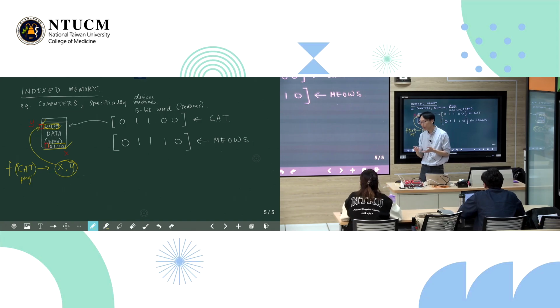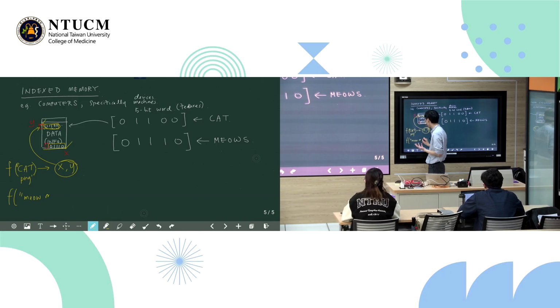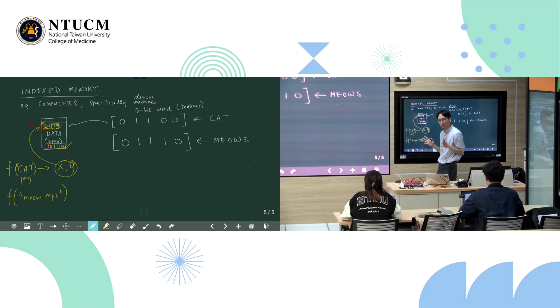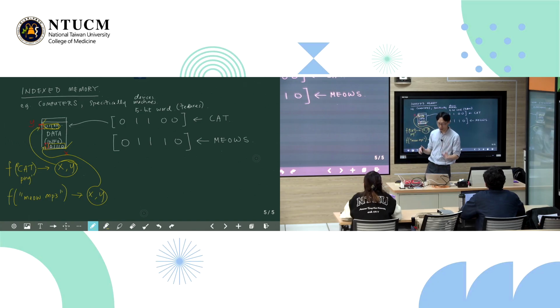Okay? So similarly, if I type meow dot, what's a MP3, right? Something, file. Search for it, gives me X, Y, and then goes here, and then plays the sound. Okay, right? That's how generally it operates. I mean, there's many obviously complicated things happening, but something like that.